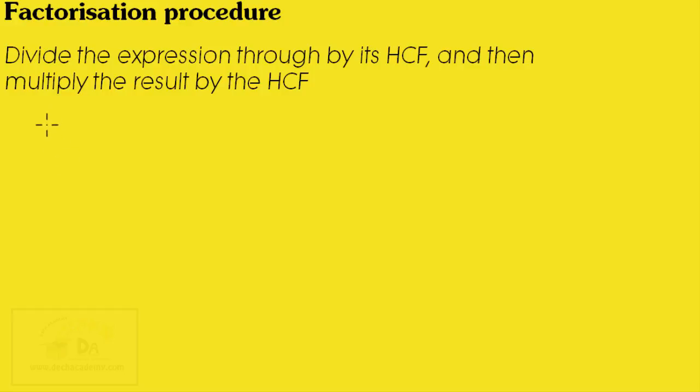In order to factorize an expression, one has to divide that expression through by its HCF and then multiply the result by the HCF. So in essence, in order to factorize an expression, all you need to know is its HCF, and you then divide the expression by the HCF and multiply the result by the HCF. It's as simple as that.